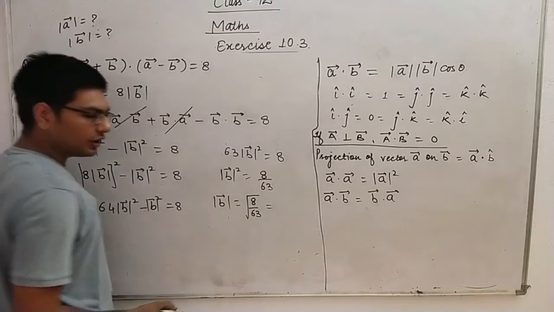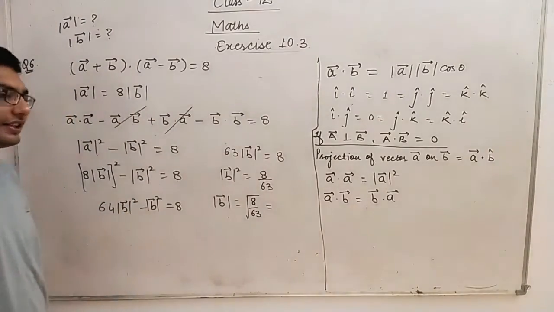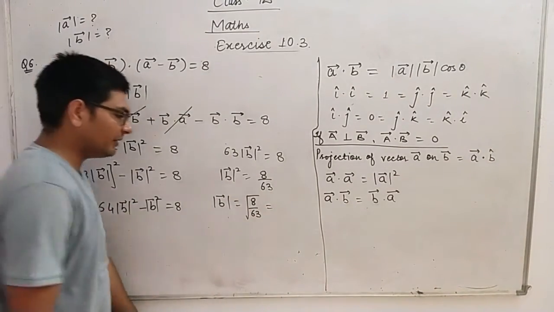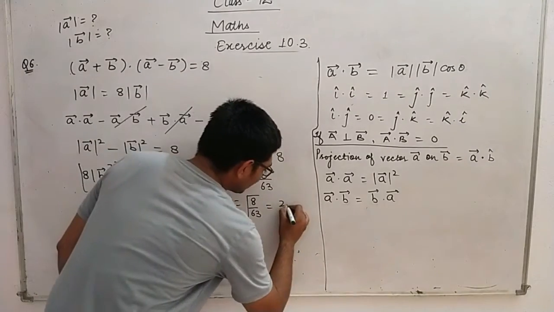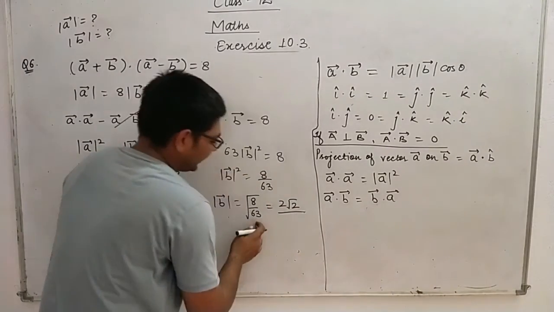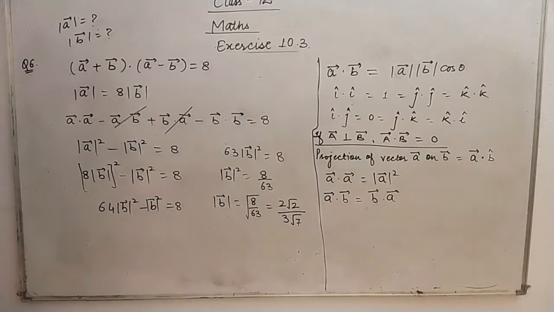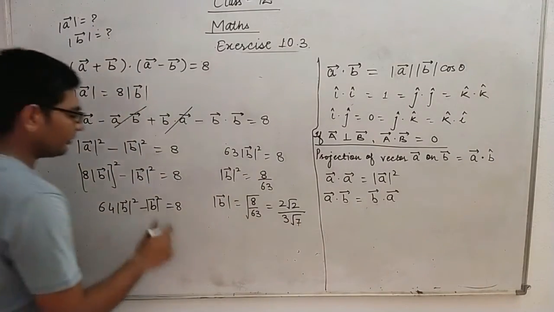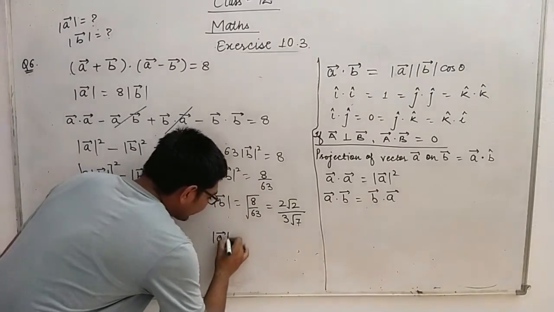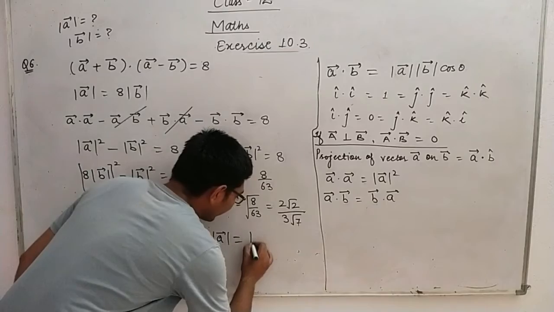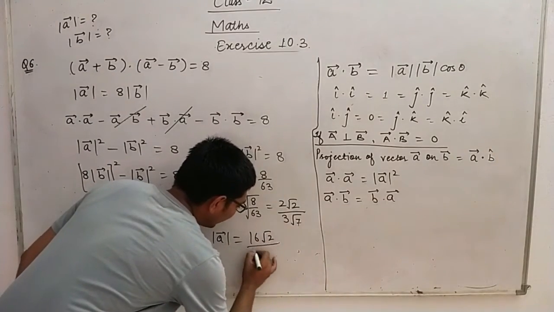Now the square root of 8, because you are in 12th class and you are supposed to be able to calculate the square root of 8, comes to be 2 root 2, and the square root of 63 comes to be 3 root 7. This is the magnitude of B. And what will be the magnitude of A? That was 8 times the magnitude of B. So 8 times of it will be 16 root 2 by 3 root 7.